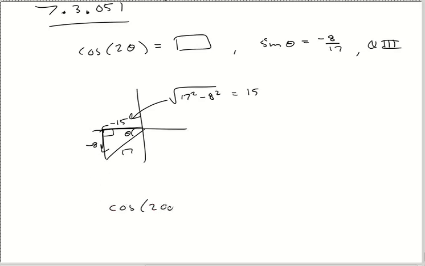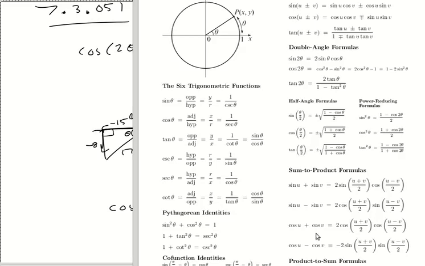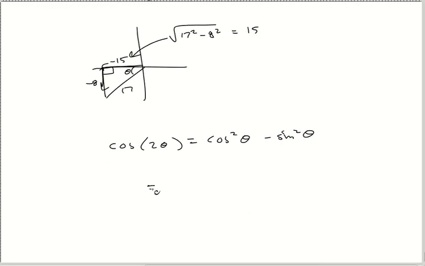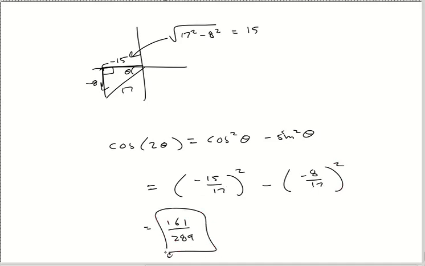Remember that cosine of 2 theta, if you go back here, is equal to cosine squared minus sine squared. And so I say cosine is going to be adjacent over hypotenuse, squaring it. This one's going to be opposite over hypotenuse, squaring it. Two negatives make a positive, 17 squared, and so on. I'm sure that you can even type this in a calculator and it will give you a fraction. Not 100% sure on that, but this is the thought.